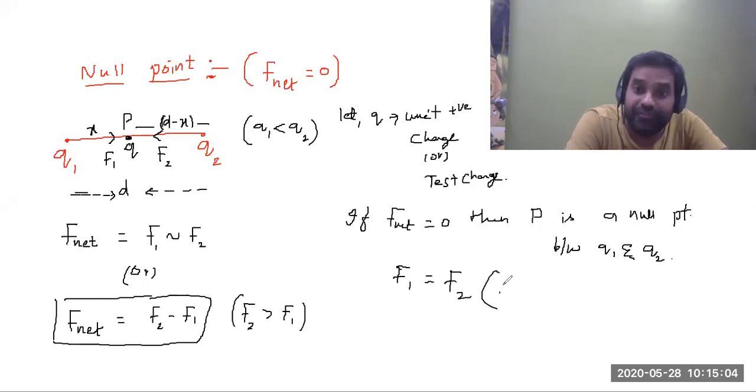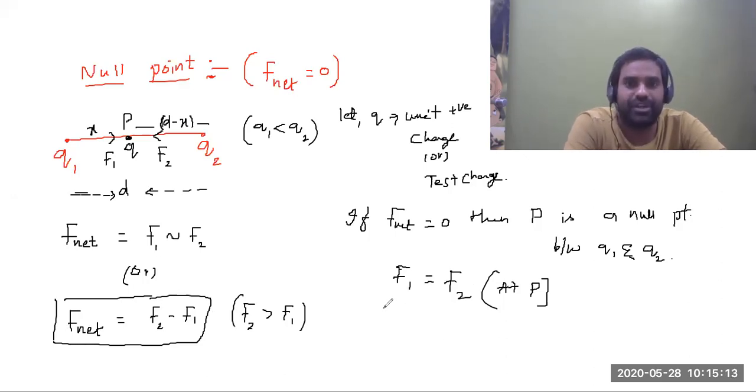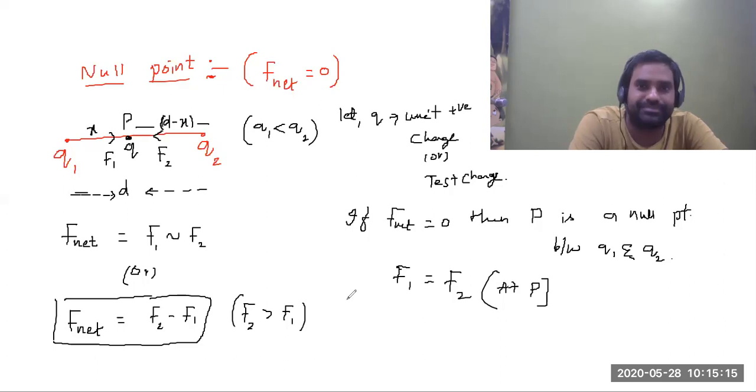Okay, at P, if it is a null point. If it is not a null point, then this cannot be written. The net value is equal to F2 minus F1, that you will calculate, right? F1 is equal to F2. Now try to apply the force.